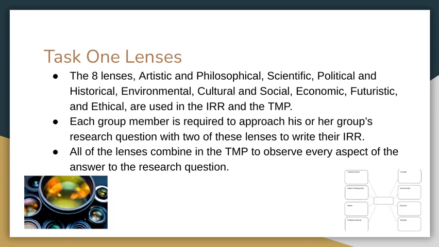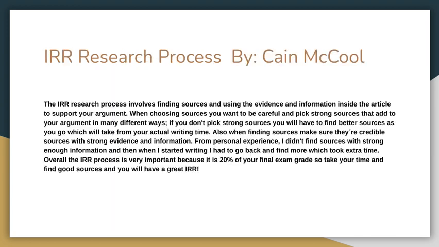Task 1 Lenses. The 8 lenses, artistic and philosophical, scientific, political and historical, environmental, cultural and social, economic, futuristic, and ethical, are used in the IRR and TMP. Each group member is required to approach his or her group's research questions with 2 of these lenses to write their IRR. All of the lenses combine in the TMP to observe every aspect of the answer to the research question.